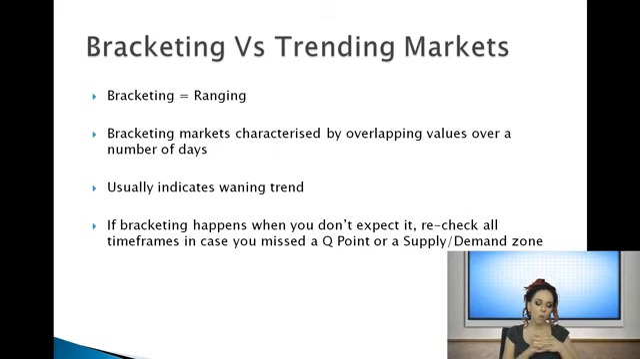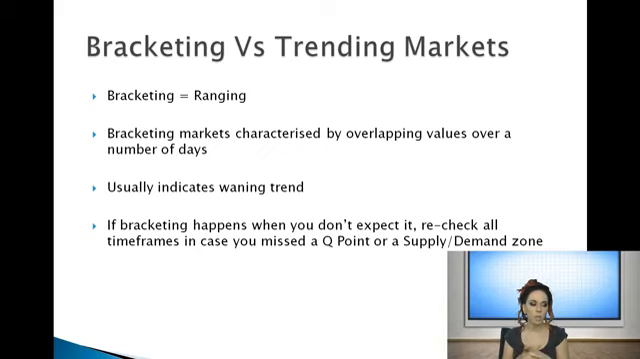So if you start seeing overlapping areas, overlapping value areas day in and day out, sort of over 3 to 5 days, maybe it's time to start looking to see if there's a reason for that. Obviously, you would analyze supply and demand again, maybe Q points. You would go through multiple time frames to actually see why that is happening.